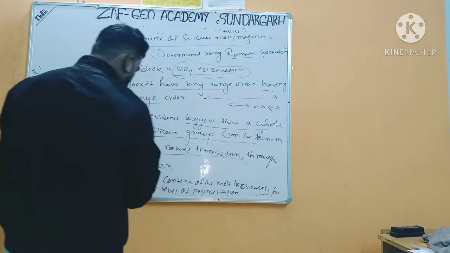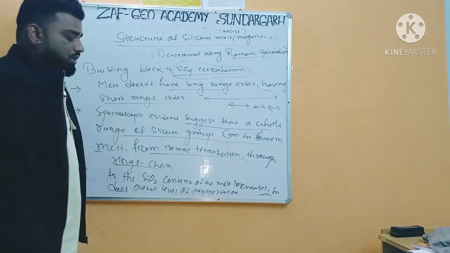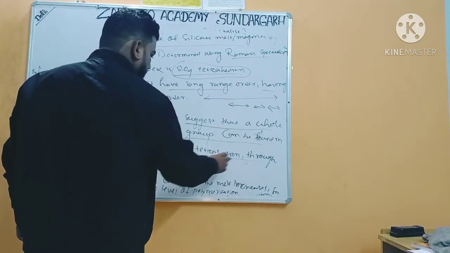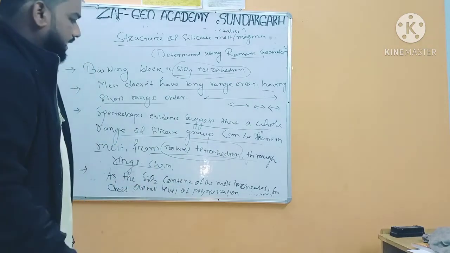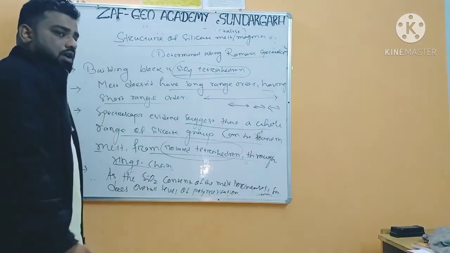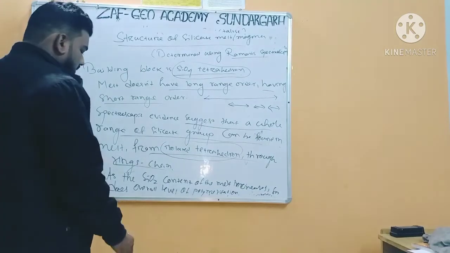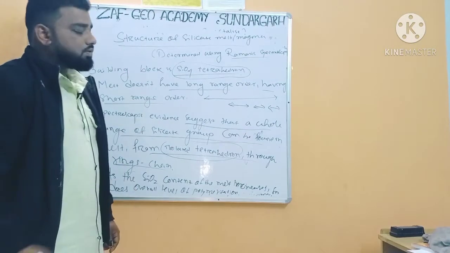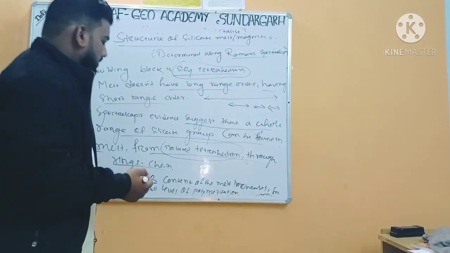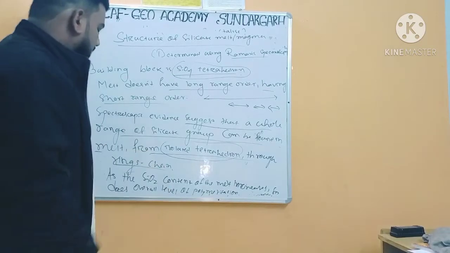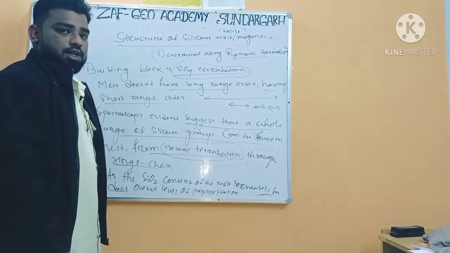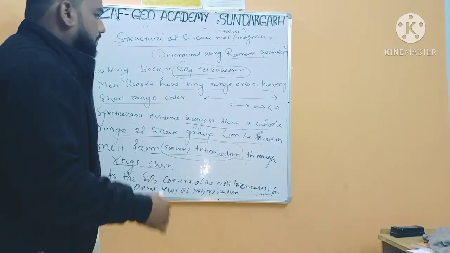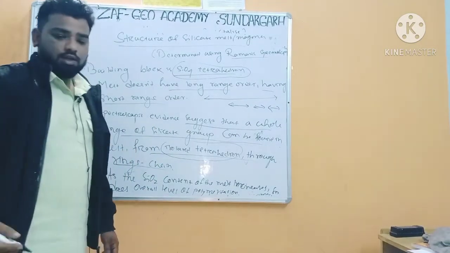Spectroscopic evidence suggests that a whole range of silicate groups can be found in melt, from isolated tetrahedron to ring to chain. I have told you previously that from isolated tetrahedron to ring type silicates, tectosilicates are also found, like olivine to quartz. As the SiO2 content of the melt increases, the level of polymerization will also increase. It is obvious that when the SiO2 content increases, it will polymerize and form polymers of SiO2, and the level of polymerization will gradually increase.